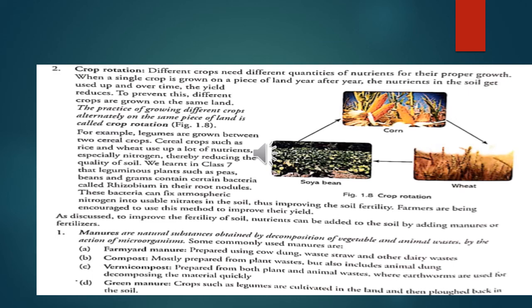Crops such as legumes, meaning leguminous plants, which we just discussed, are cultivated in the land and then ploughed back into the soil. So this kind of manure is called green manure.